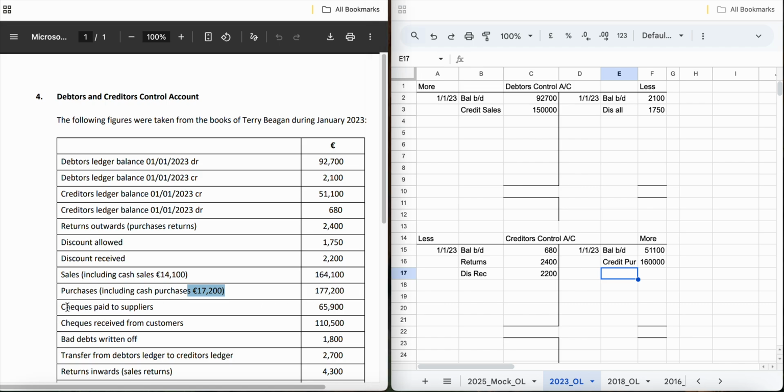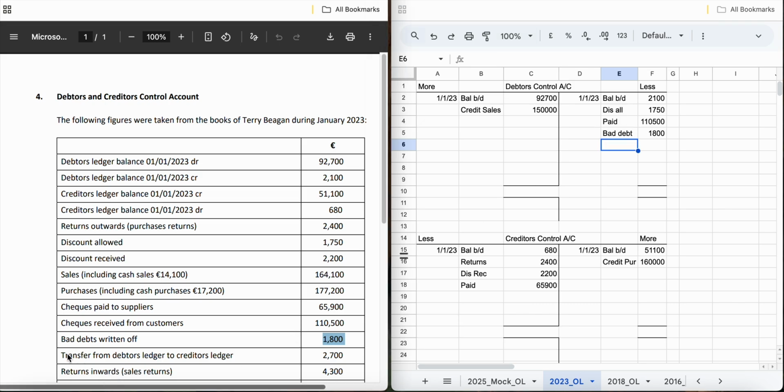Okay, next one, checks paid to suppliers. So your supplier is here, you've paid them money, so you owe them less. Paid. And checks received from customers. So your customers have paid you money, your debtors owe you less, 110,500. Okay, bad debts written off. Someone who owes you money is a debtor and they're not going to pay you. So in here, 1,800. Bad debt.